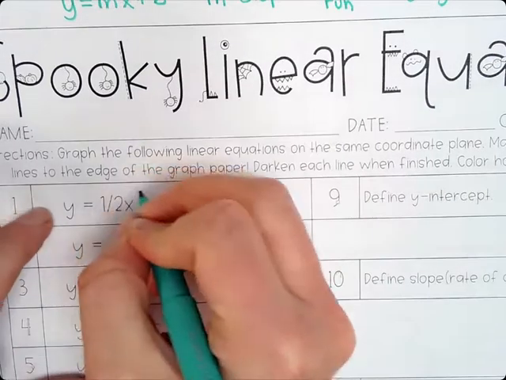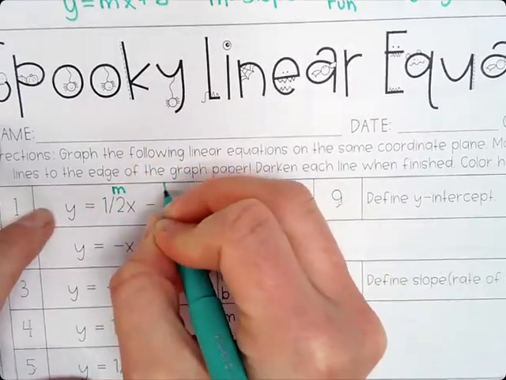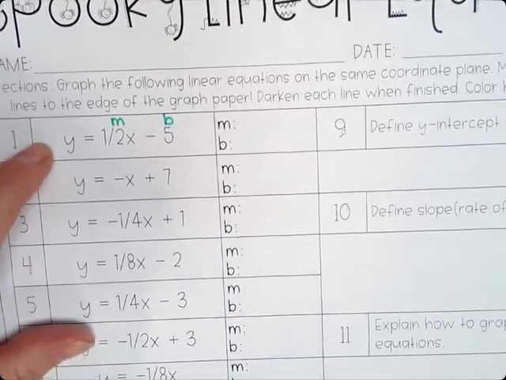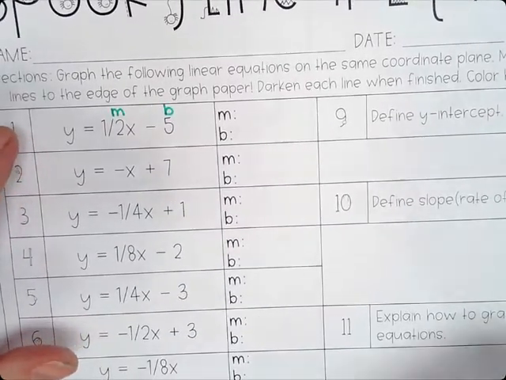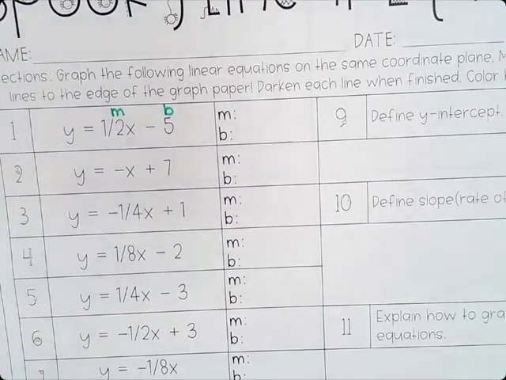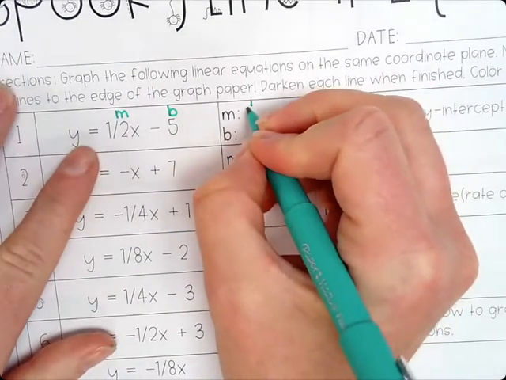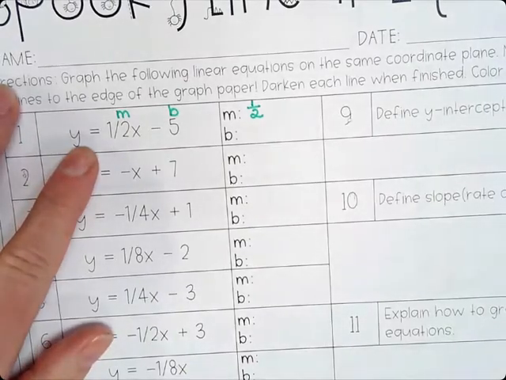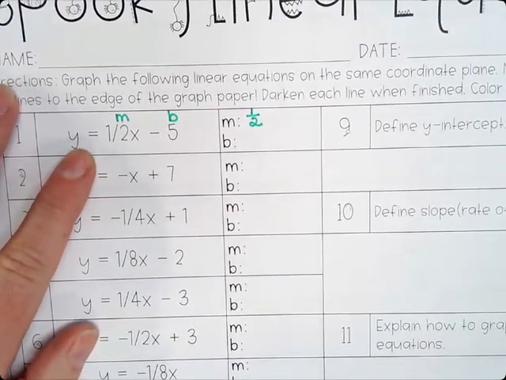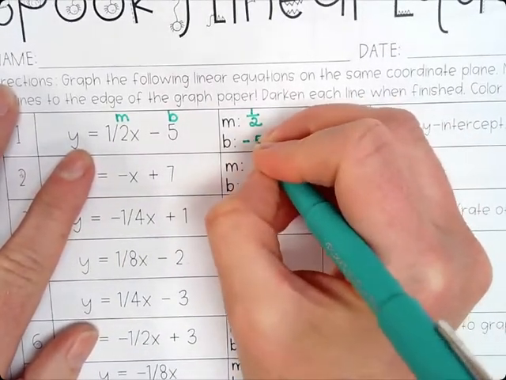So we look at mx plus b. I'm going to put m. m is the number that's right beside the x. It's called the coefficient of x. And b is the plus or minus a constant. So m is 1 over 2, and b is negative 5.